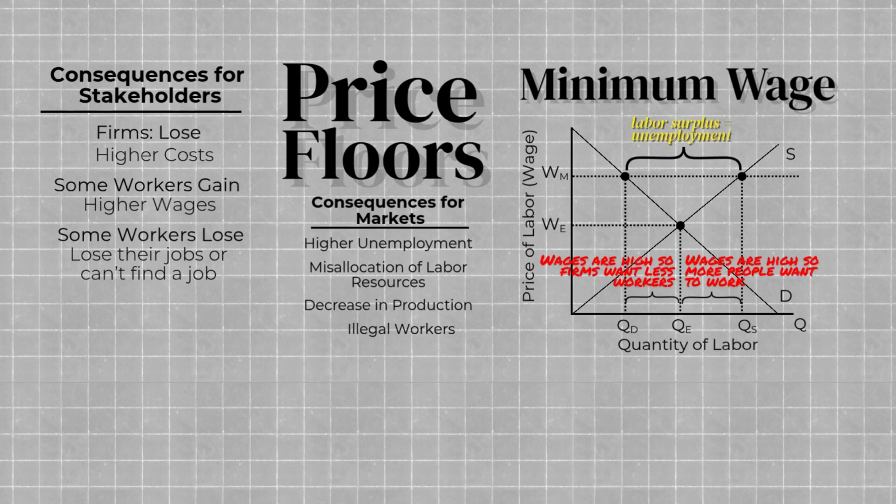You can see the amount of people that will lose their job represented by the difference between QE minus QD. And this is added to the amount of new workers motivated to work by the higher wages but cannot find a job, represented by the difference between QE and QS. Consumers are clearly worse off, as they will now face lower quantity supplied and higher prices.